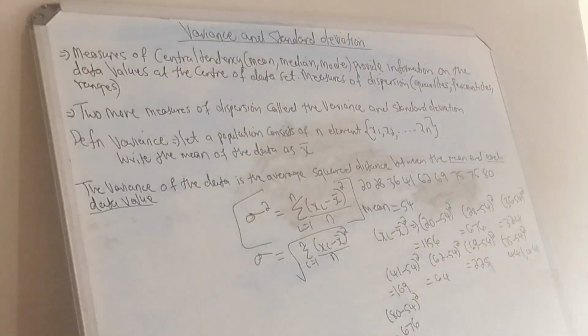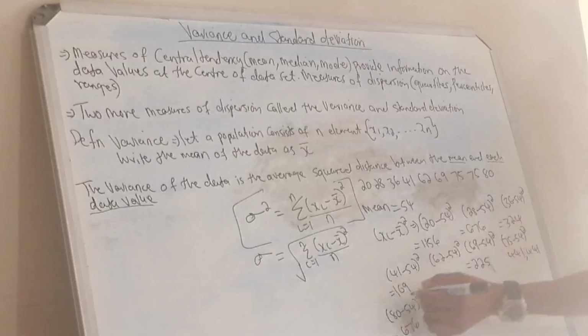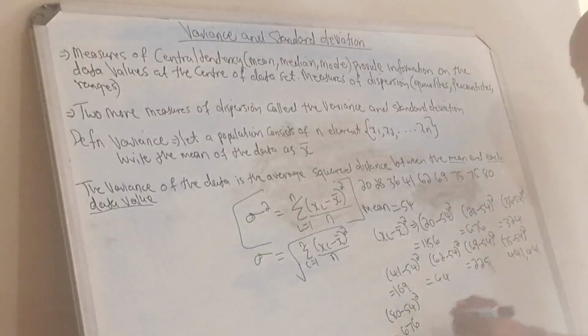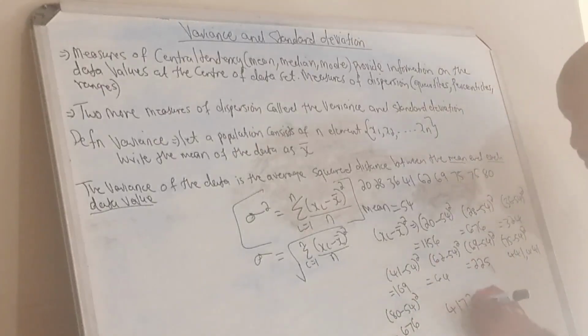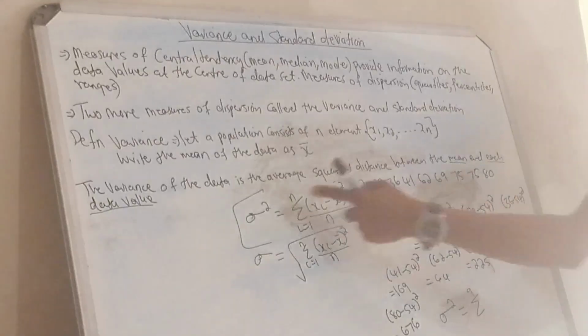Add all those numbers: 1156 plus this plus this plus this. The sum is 4172. Now how do we formulate the variance? The sum of how many terms? There are 9 terms.